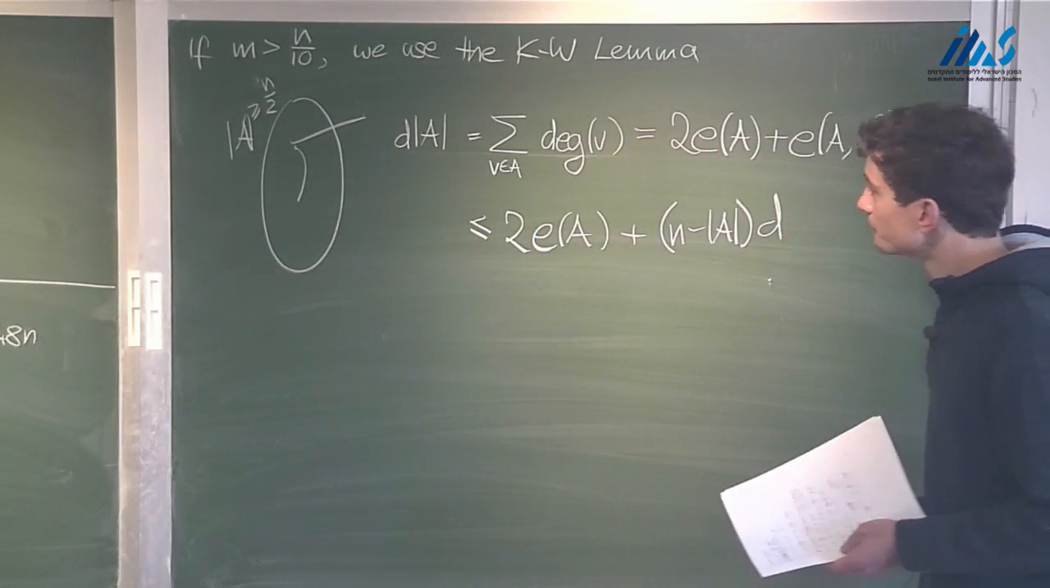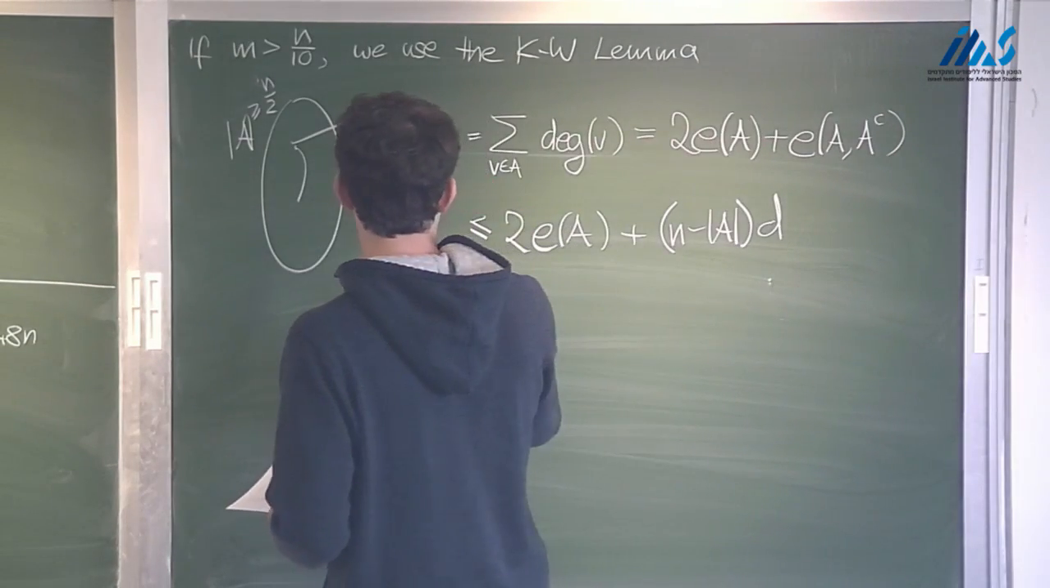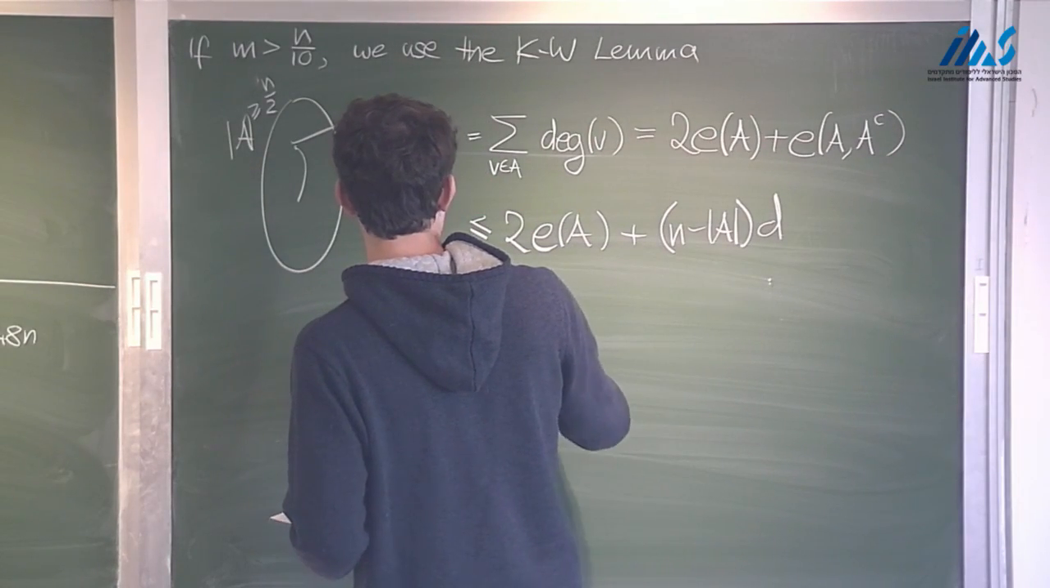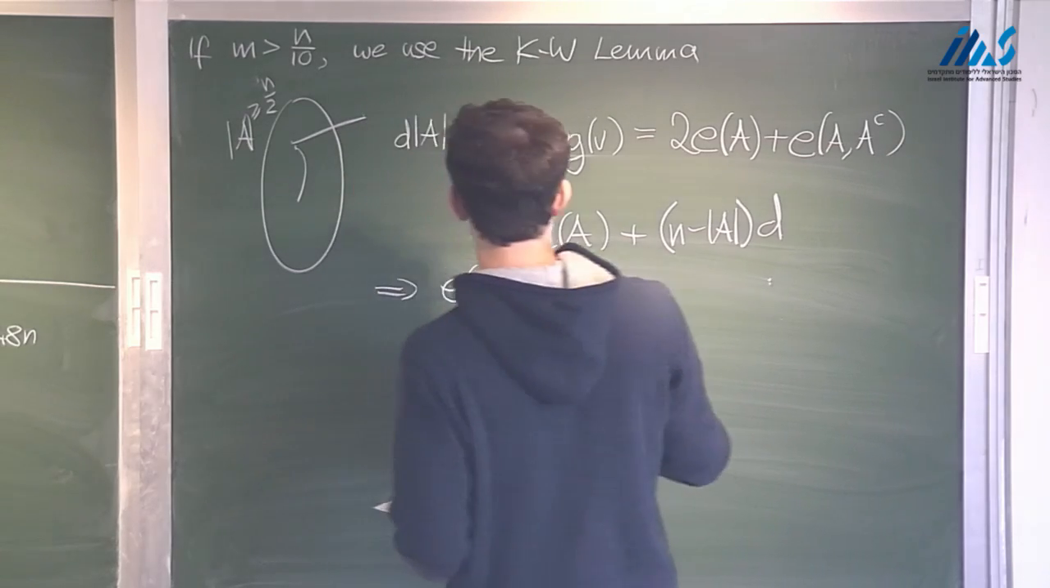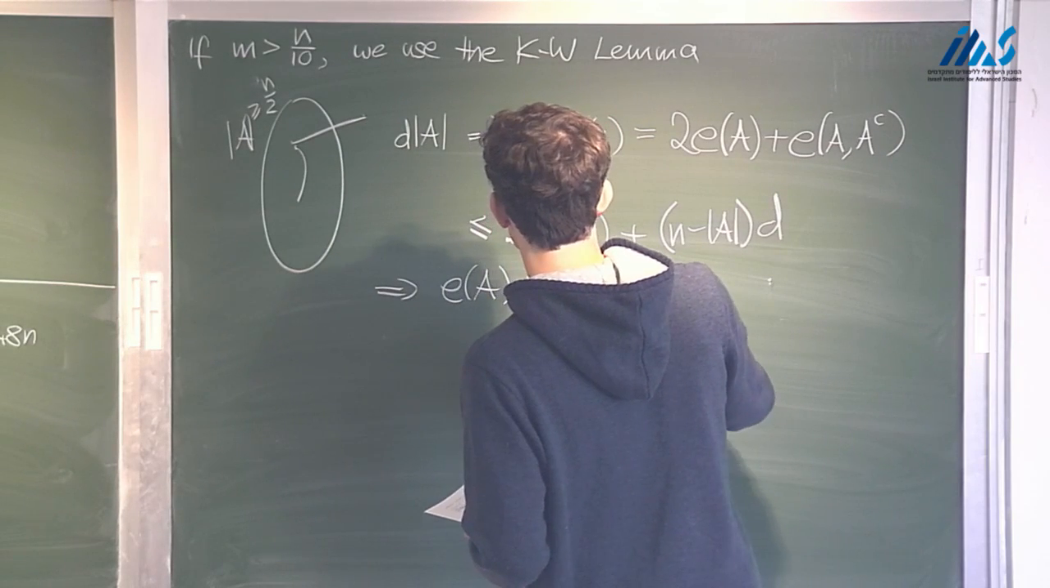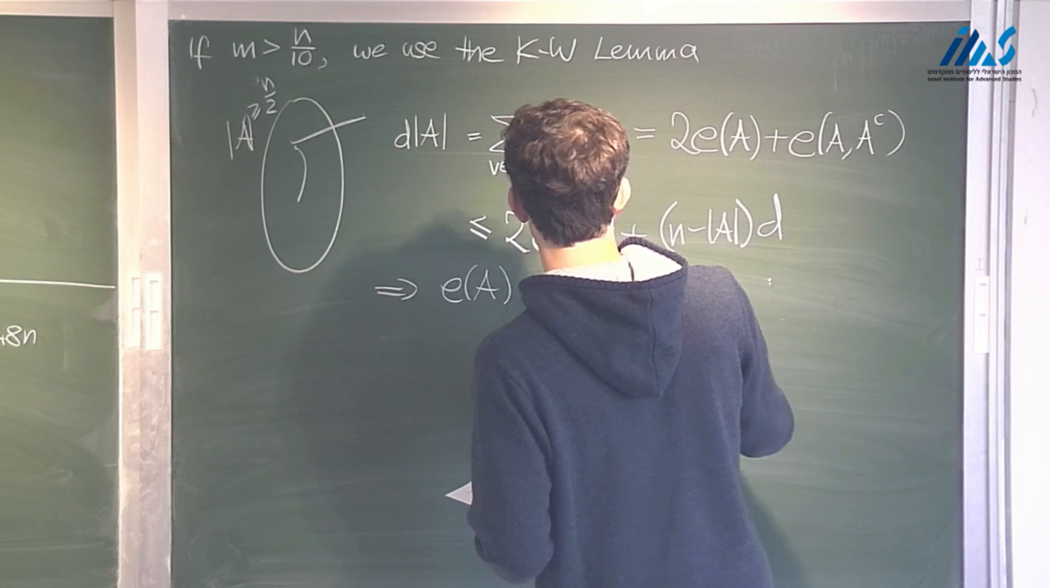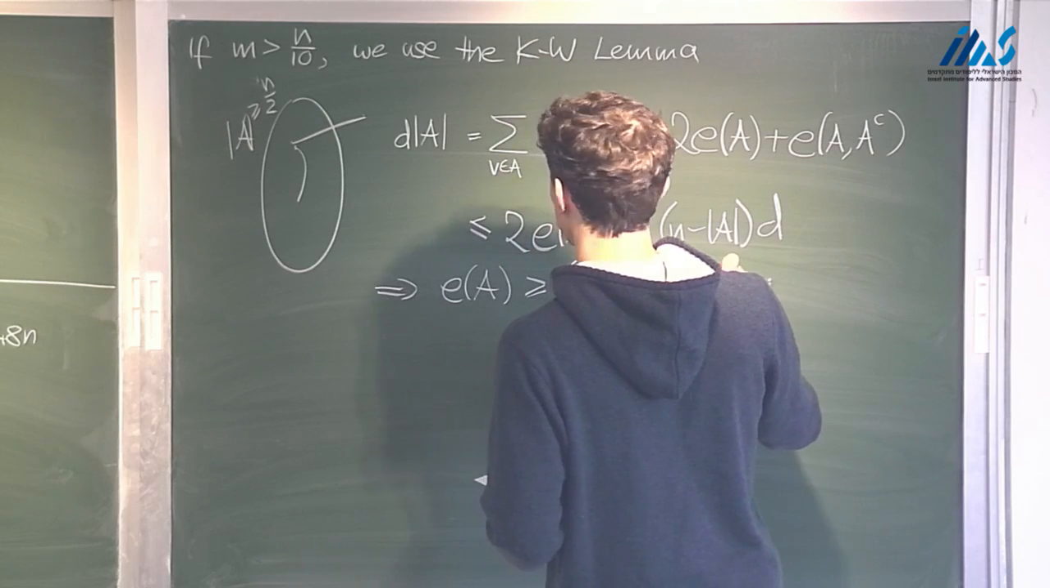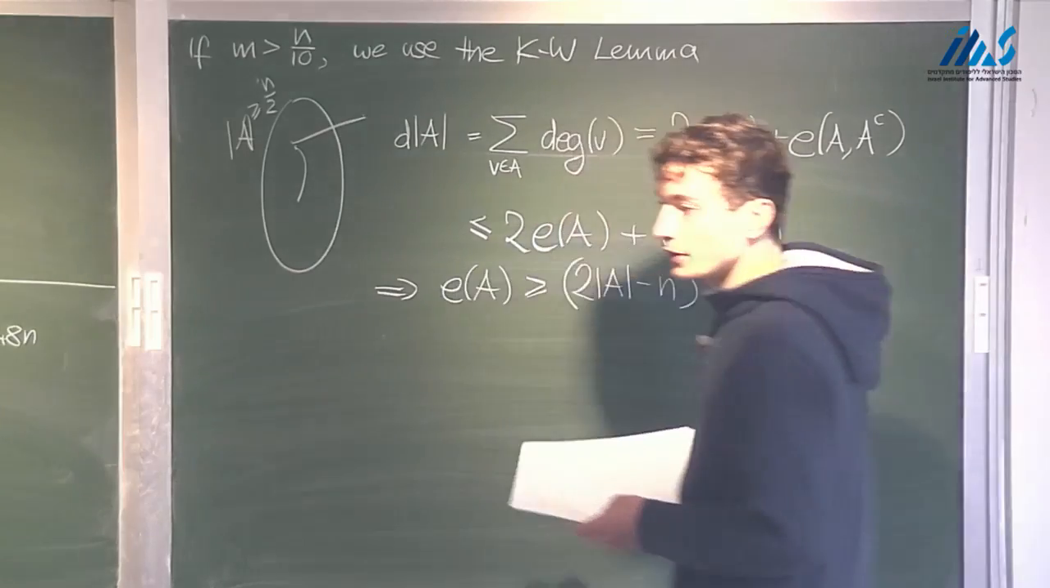And from here we conclude that the number of edges in A is at least (twice A minus n) times d over 2.